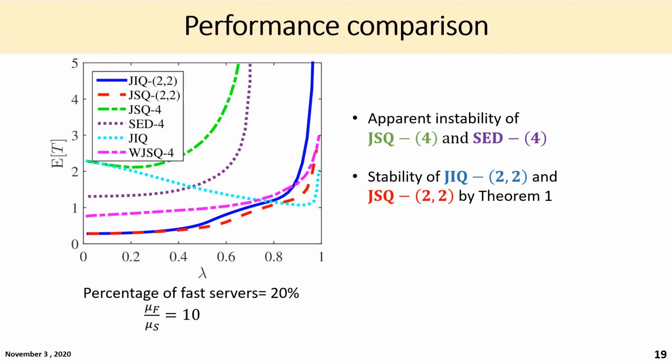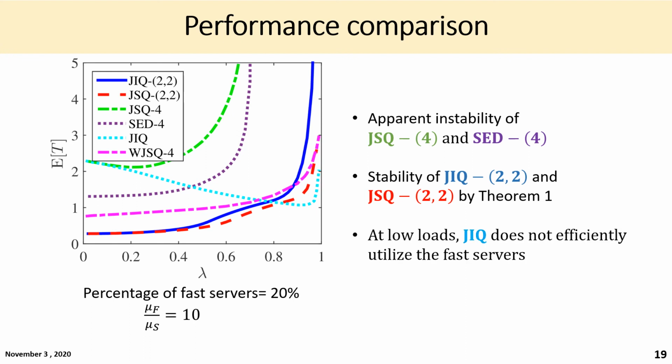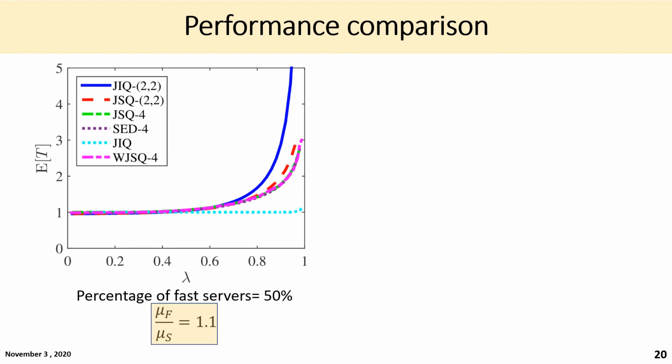By theorem 1, we have join the idle queue DFDS and join the shortest queue DFDS policies to be always stable. At low loads, the join the idle queue policy has high response time compared to our proposed policies because they do not effectively utilize the fast servers as they should. When the ratio of fast server speed to slow server speed is low, we see that our proposed policy underperforms at high loads. This is because there is little value in utilizing the speed information here.